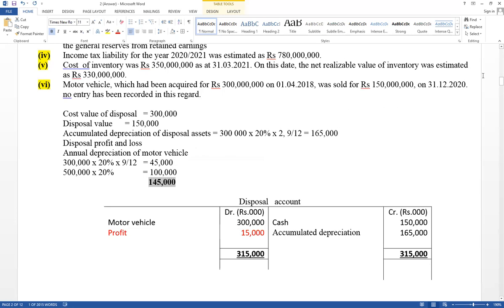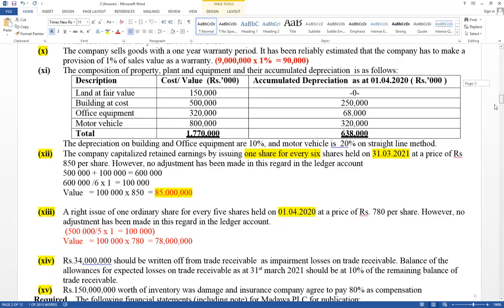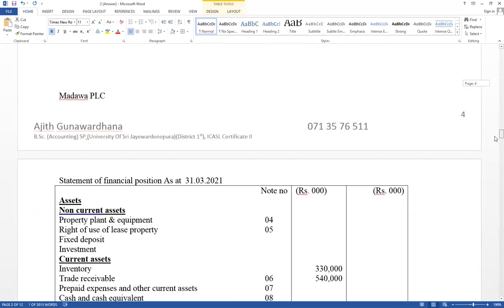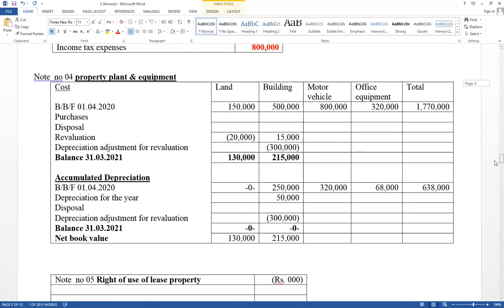Right, first record the PPE schedule: cost value, accumulated depreciation, as well as annual depreciation. As a disposal, cost value 300,000, with the effect of motor vehicle decrease, 1 mark. And as a disposal, accumulated depreciation 165,000 is deducted, 1 mark. Annual depreciation also here, 1 mark: depreciation expense account debit, accumulated depreciation account credit. Then the closing balance equals 500,000.